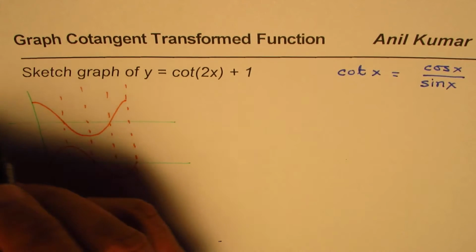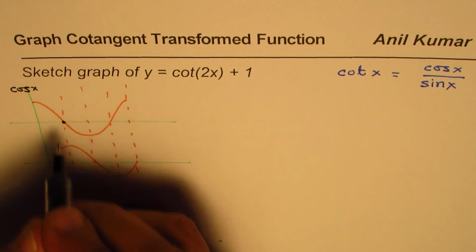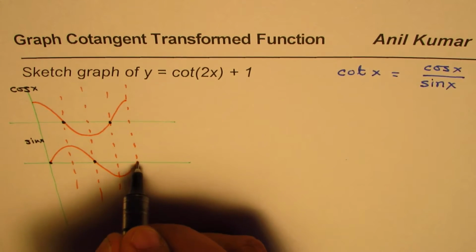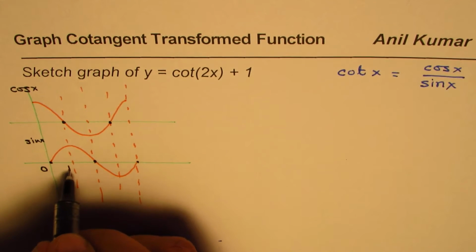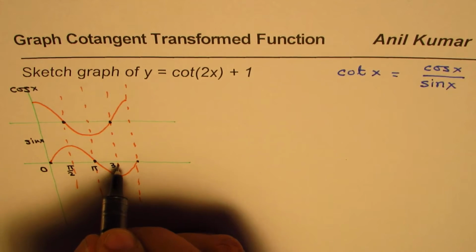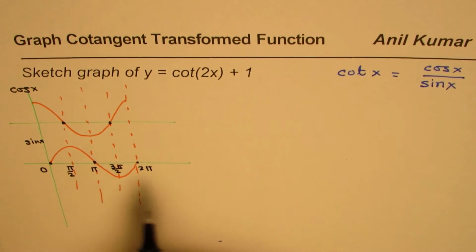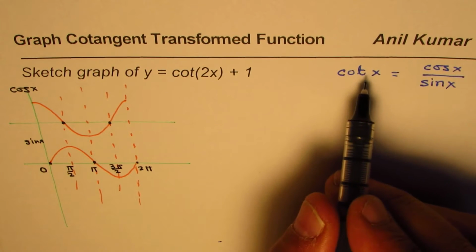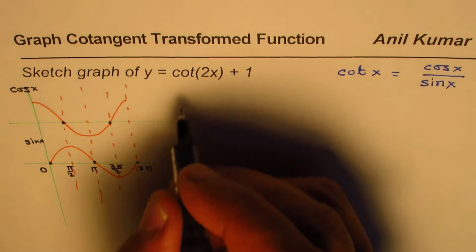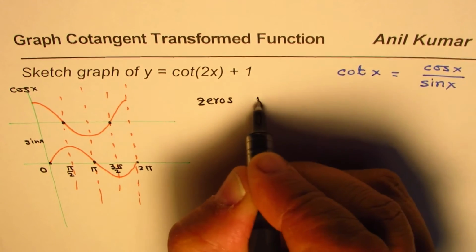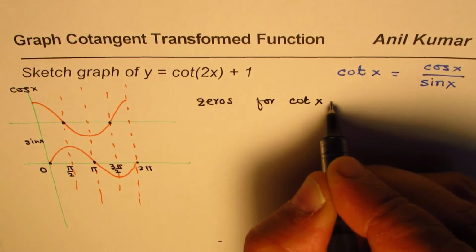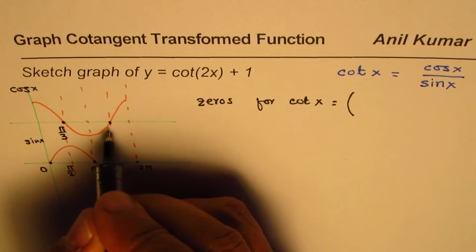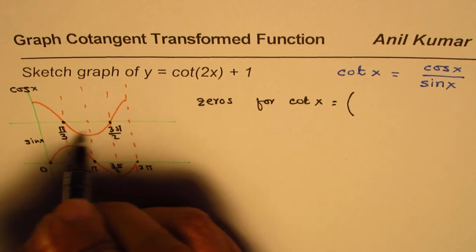As you know, for the cos function, these are the zeros, and for the sine function, the zeros are these three, right? Which is 0, this value is pi by 2, pi, 3 pi by 2, and 2 pi, correct? So what we see from here is that for cot, the zeros will be the same as the zeros of cosine x, right? So let's write down the zeros for cot x. They are going to be the same as those of cosine x, which are these points, pi by 2, 3 pi by 2, odd multiples of pi by 2, right?